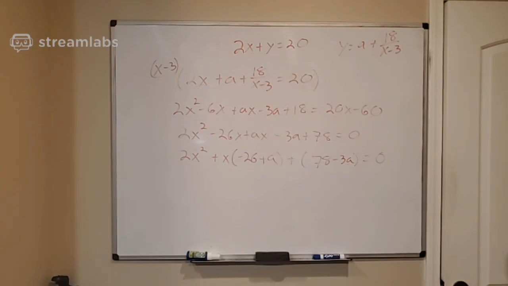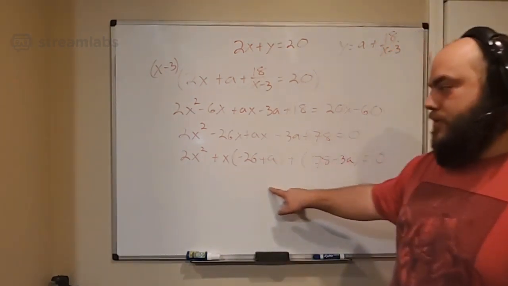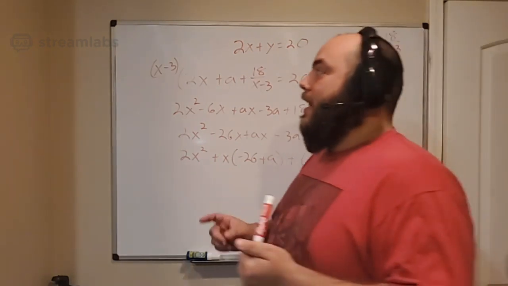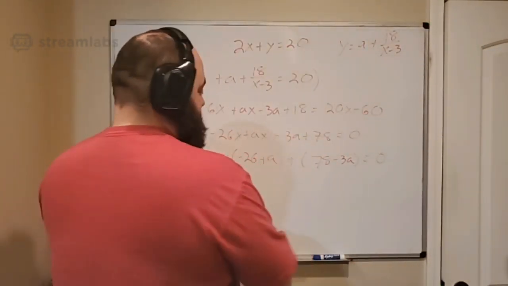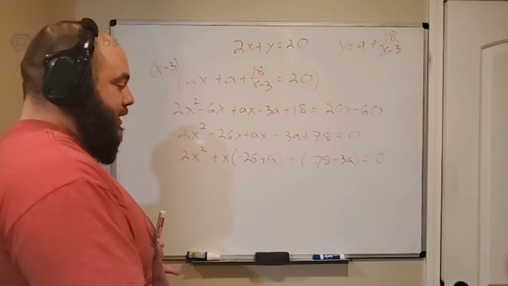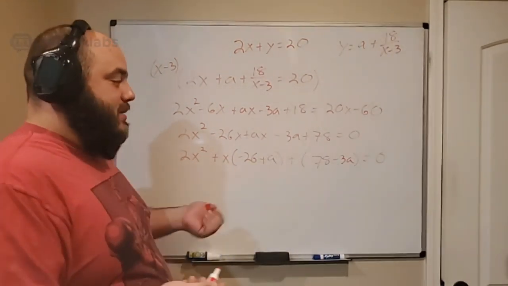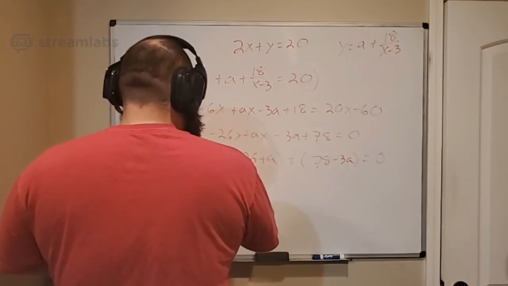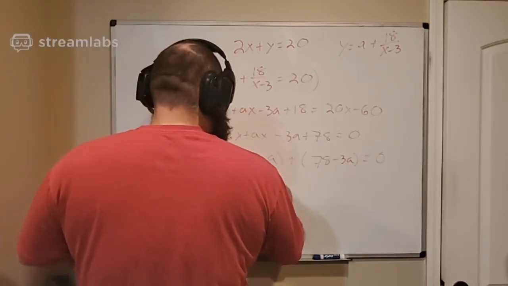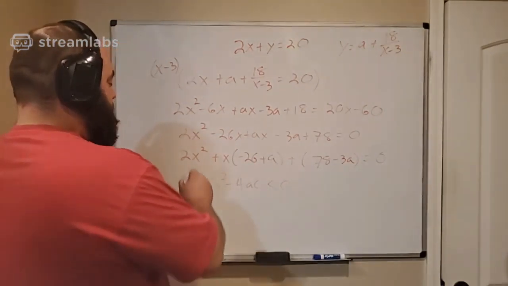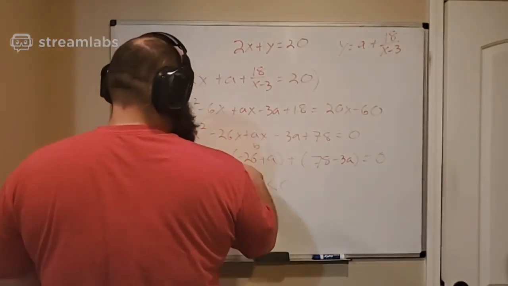A quadratic has no real solutions if the discriminant is less than 0. Remember, we talked about this. You have to know what your discriminant being less than 0, equal to 0, or greater than 0 means. So if we want no real solutions, the discriminant has to be less than 0. So we take b squared minus 4ac less than 0. And we just plug in. A is 2, B is the negative 26 plus a, and C goes there. And you just plug it in.